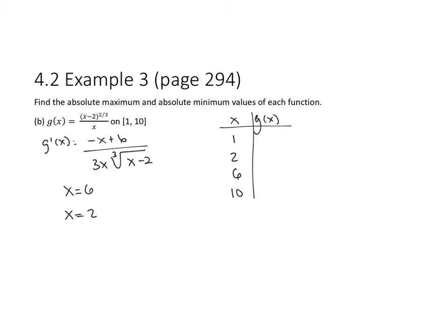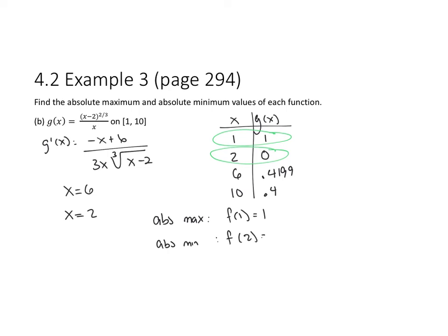So when x is 1, my y is 1. When x is 2, my y is 0. When x is 6, my y is 0.4199. And when x is 10, my y is 0.4. So we're looking for our minimum and our maximum. And it looks like right here we have our maximum value at 1, 1 and our minimum value at 2, 0. So I have an absolute max at f of 1 equals 1 and an absolute min at f of 2 equals 0.